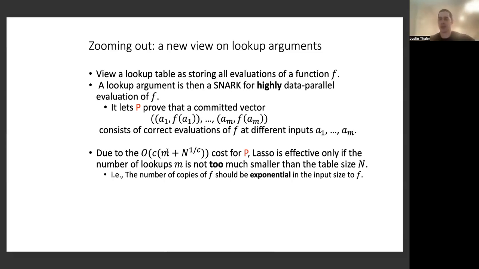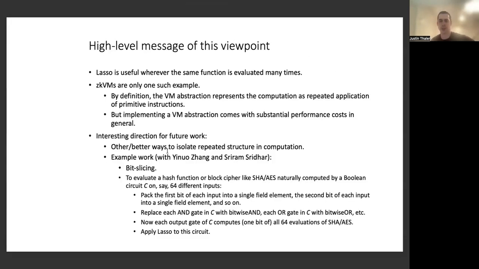So, you could just call lookup arguments very effective SNARKs for repeated function evaluation. And so I think Lasso will be useful whenever you have repeated function evaluation. And I'm just going to mention, I think this slide is horrible. I threw it together right before the talk. I think there are other ways to identify repeated structure in computations other than going through virtual machine abstractions. Just as one direction, which I'm working on with my intern from the summer, Yanuo, and another student, Sriram.